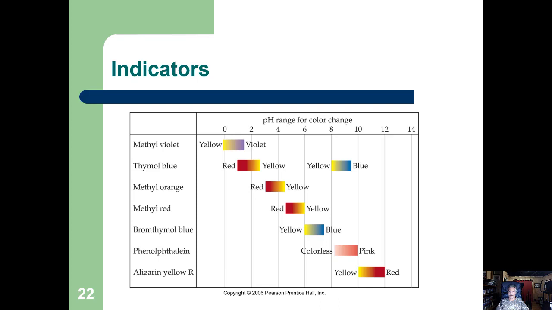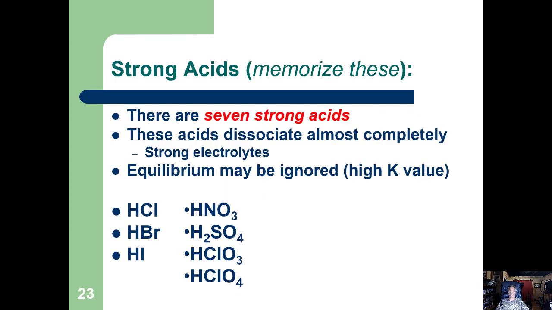So the different indicators, you generally have a chart, and you just look at the different pHs relative to the color changes of the different indicators. And you can pick the appropriate indicator for your particular titration, depending on the pH that you want to get to. You need to memorize your strong acids.